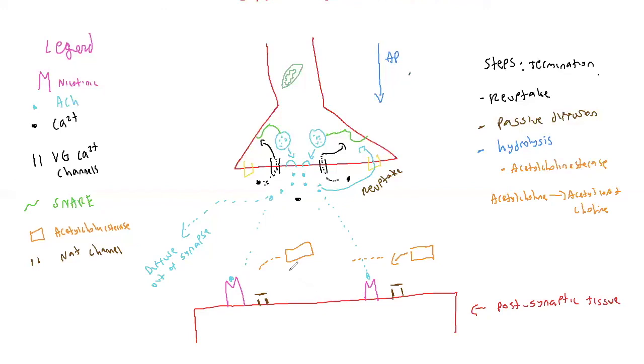As soon as this happens, we need to end the process. One way to do that is through reuptake, where there are pumps on the presynaptic neuron that take back the acetylcholine. The other is passive diffusion. It just leaves. It just goes away. And the last one is hydrolysis. You have an enzyme, acetylcholinesterase. What this does is it catabolizes, breaks down acetylcholine into acetyl-CoA plus choline, thus giving it materials to make more neurotransmitter.